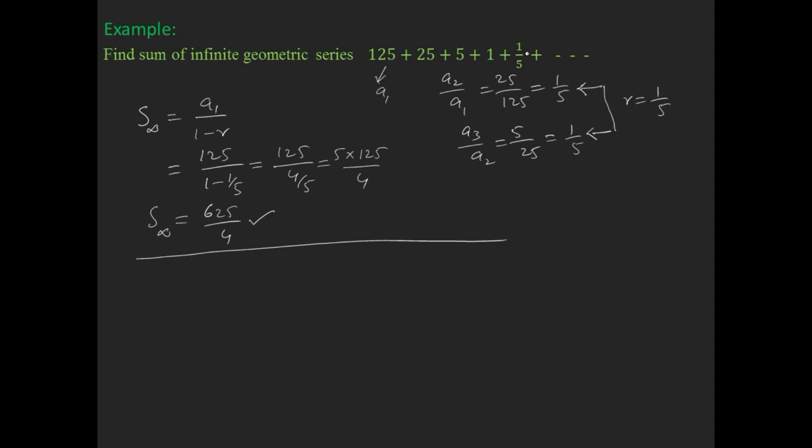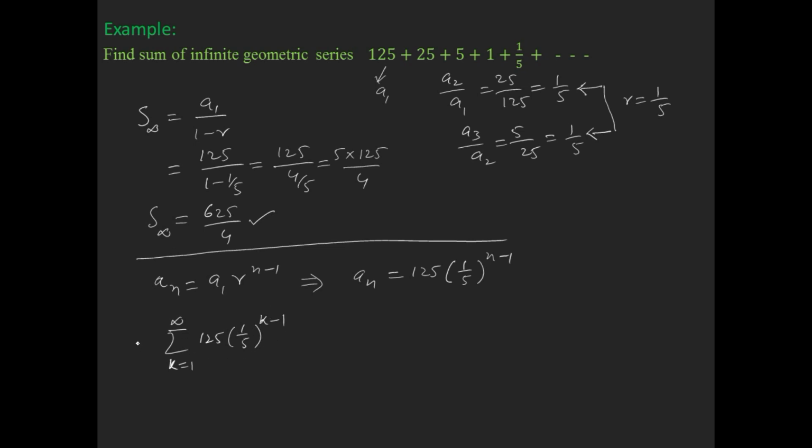If we find the sigma notation of this series, then that is what? First of all, we will find the nth term, a1 r power n minus 1. An is equal to a1 is 125 and r is 1 over 5 power n minus 1. So this is the nth term, and this series is written in sigma notation as k from 1 to infinity, 125 times 1 over 5 power k minus 1. So this is the series.